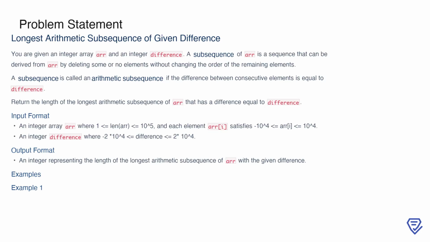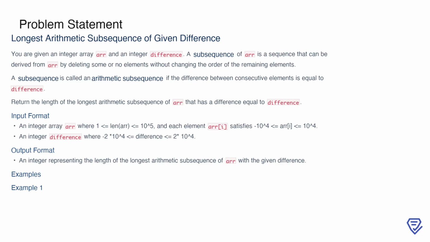In this problem, we are tasked with finding the length of the longest arithmetic subsequence in a given integer array ARR that has a specified difference. A subsequence is a sequence that can be derived from the array by deleting some or no elements, while keeping the order of the remaining elements unchanged. For example, in the array 1, 2, 3, 4, the sequence 1, 3, 4 is a subsequence, but 3, 1, 4 is not, as the order is altered.